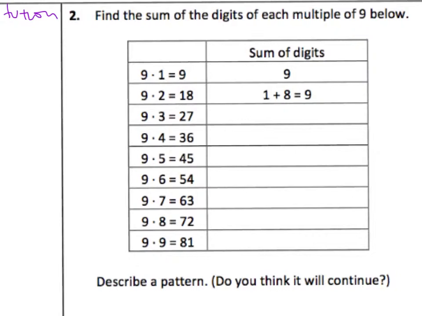So the digits, of course, when you're looking at a number like 18, there's 2 of them here. One is the 1, one is the 8. We want to find the sum, which means add. So this will be 27, so let's look at 2 plus 7. That would be 3 plus 6, 4 plus 5, and so on.